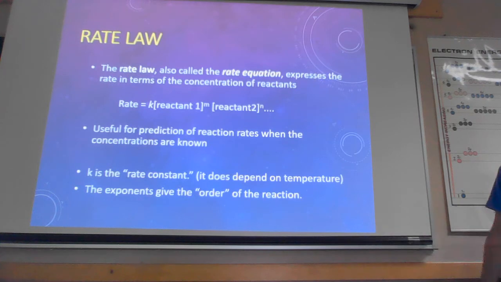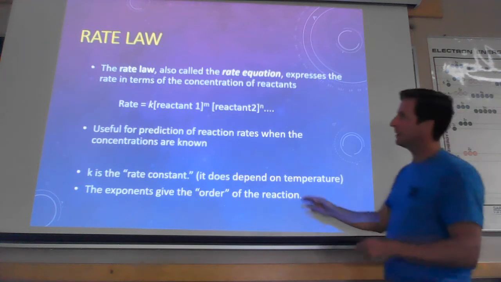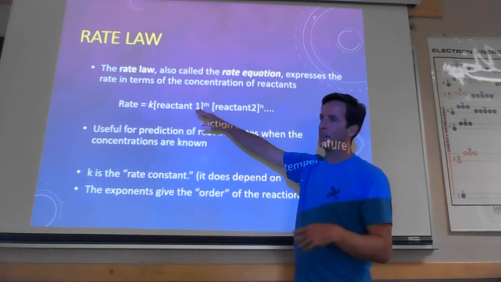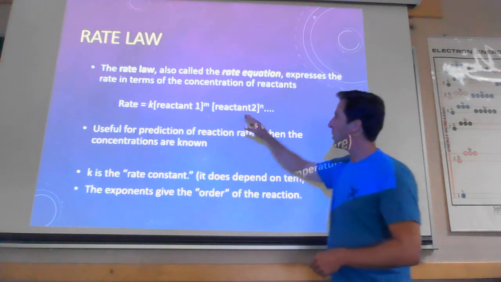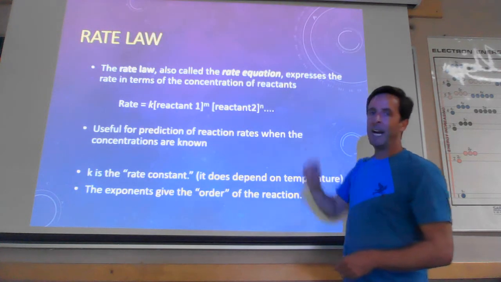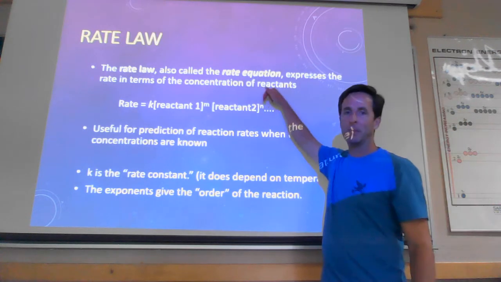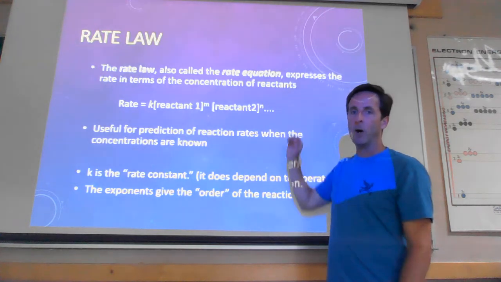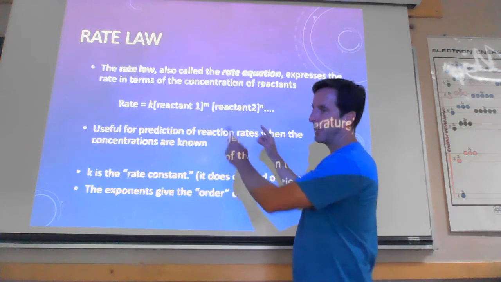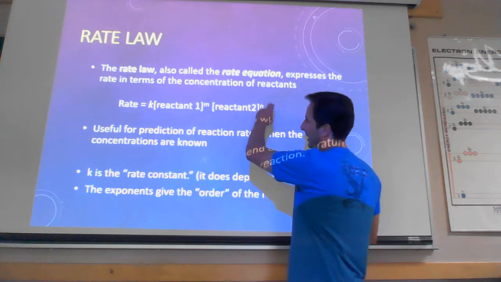The exponents are called the orders. Each exponent, like I could say the order of reactant 1 is M, the order of reactant 2 is N, and then if I talk about the overall order of reaction, that would be the sum of the exponents. So the overall order of this reaction, if it's only 2 reactants, would be M plus N.